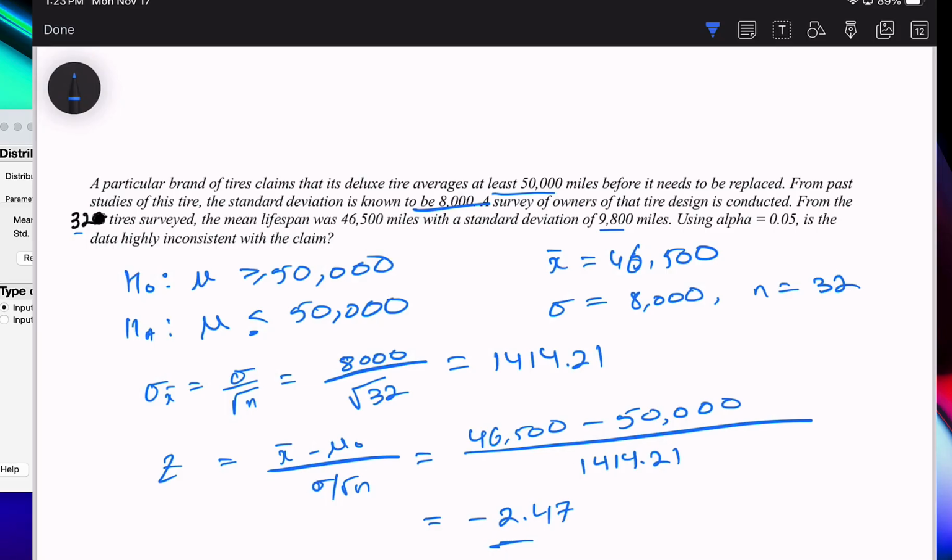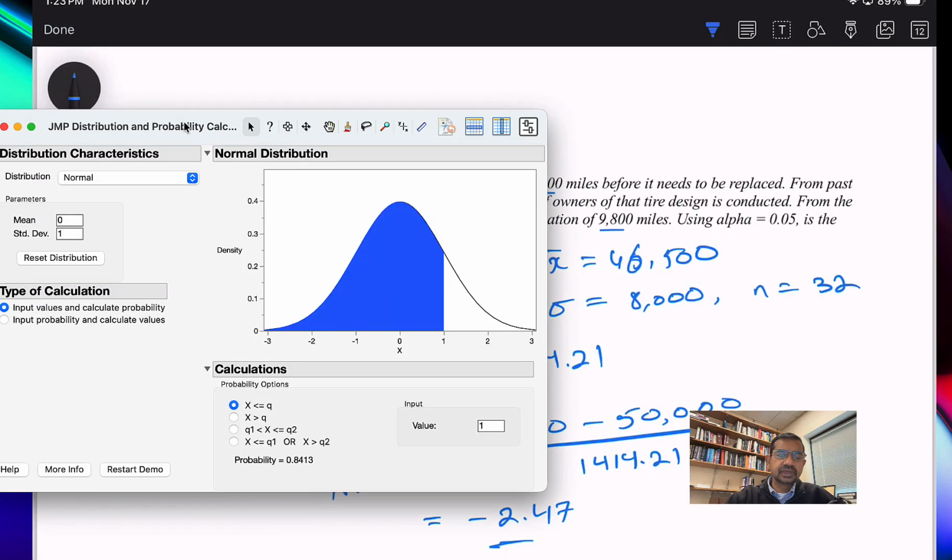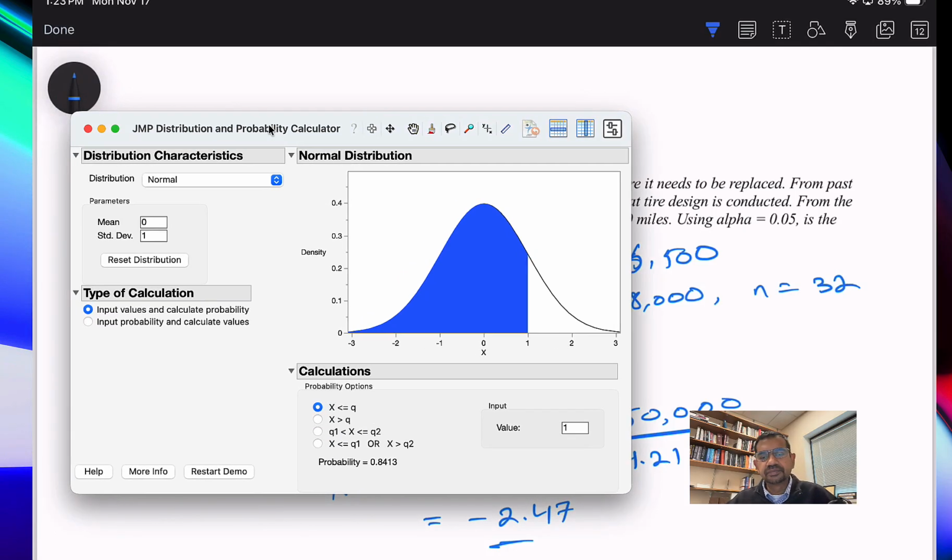So we look up the probability of a value z being minus 2.47. We choose a normal distribution, which is standard normal, and we input the values and calculate the probability. The first option is a left tail test, so we select this. The value we input is minus 2.47, and we get a p-value of 0.0068.